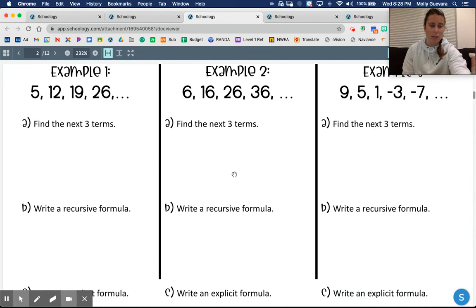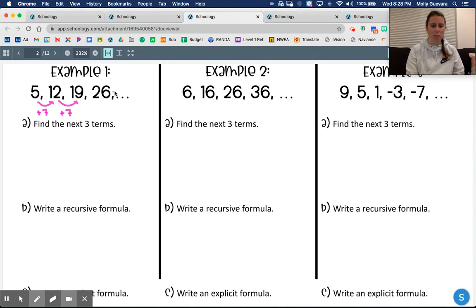And of course, I can only fit like A and B at once, so that's okay. So example 1, find the next 3 terms in the sequence. So I look here, what do I do to go from 5 to 12? I add 7. 12 to 19, add 7, right? Same thing for 19 to 26.